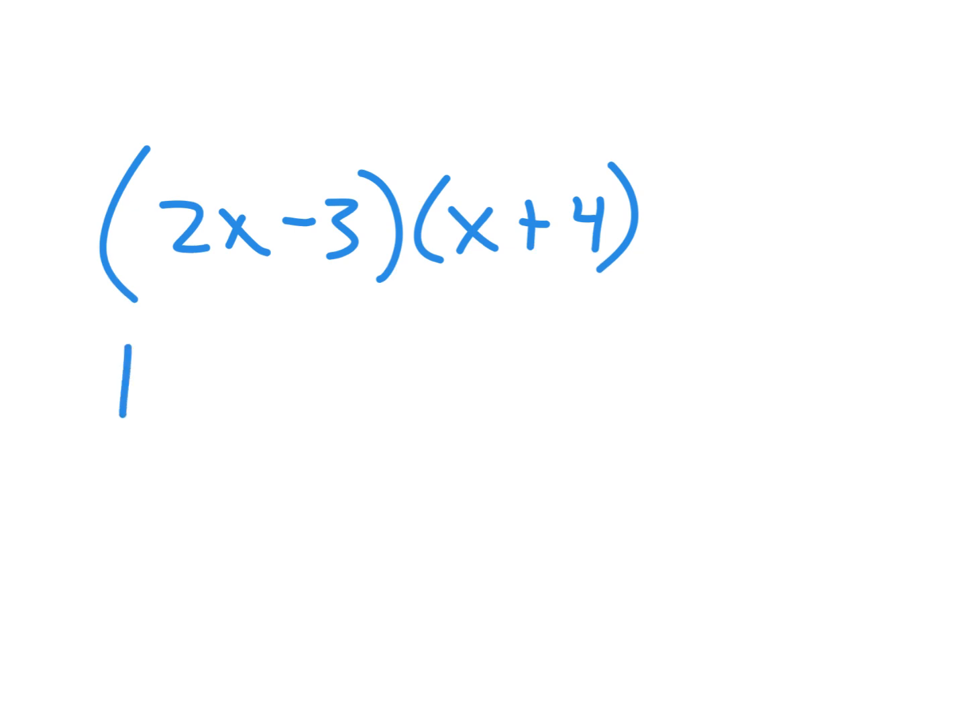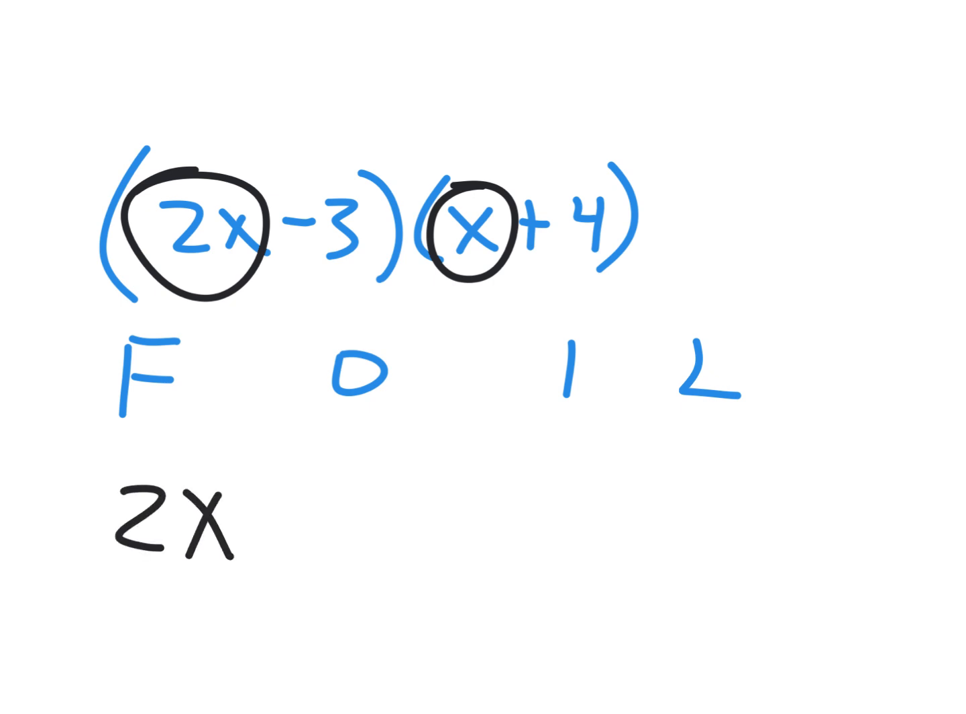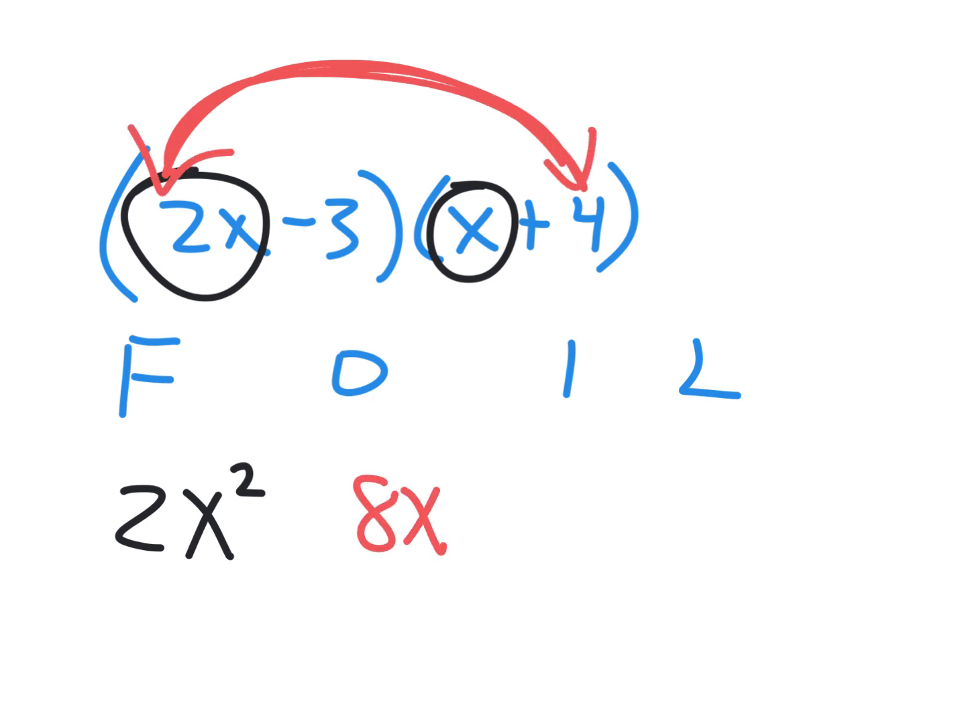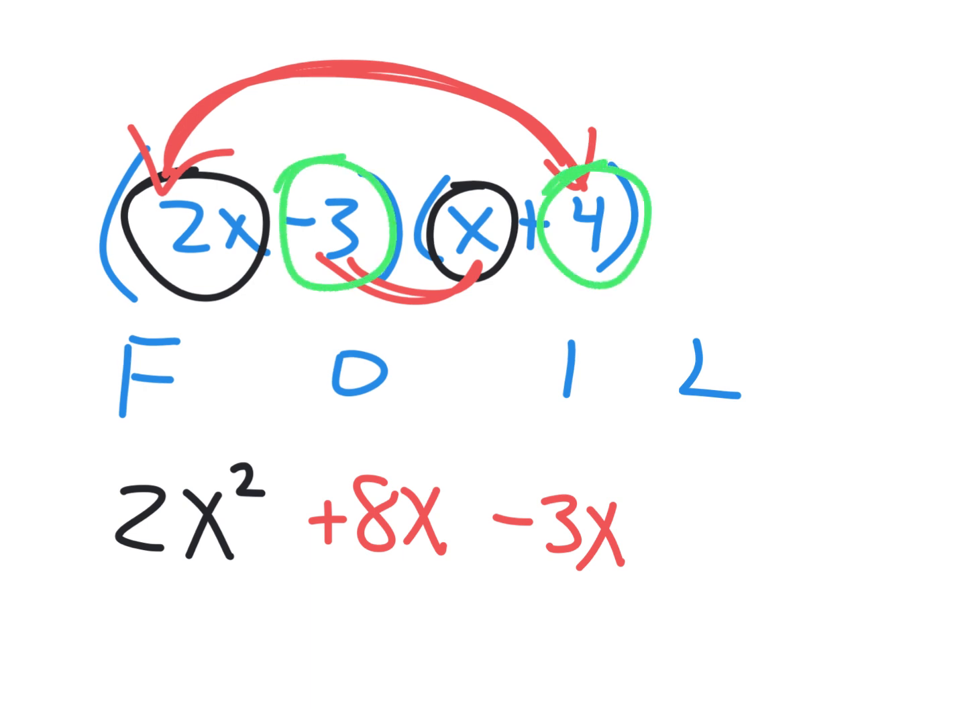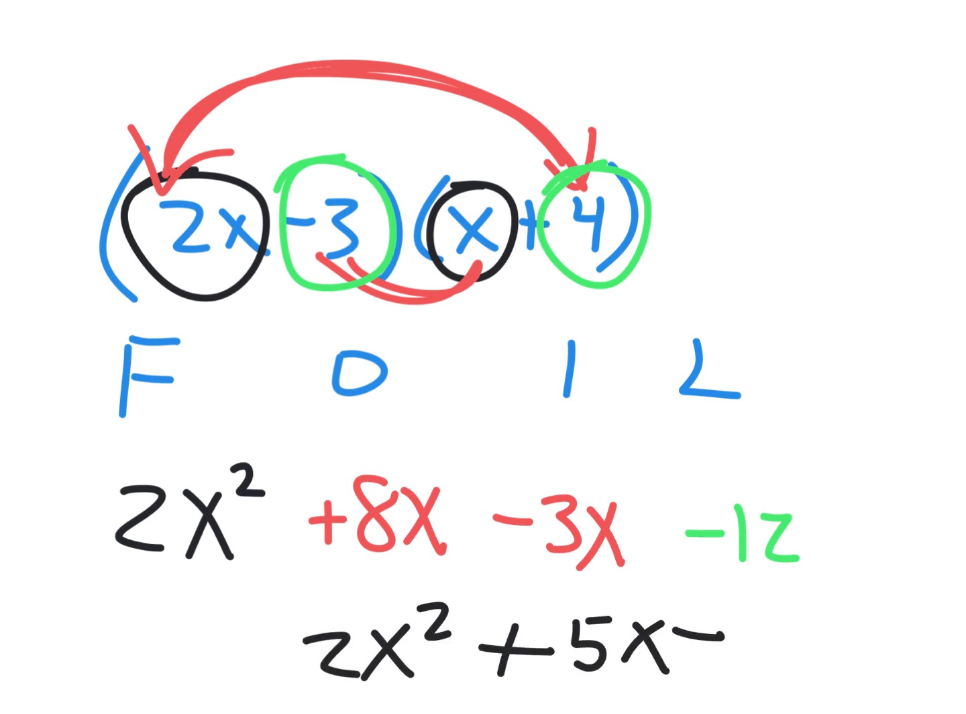That's what I got. The firsts. 2x squared. It's really common to forget the squared on 2x. The outsides. These are on the outside. And that's 8x. And it's positive. And these are on the inside. And that's negative 3x. And then the lasts are these two. Negative 12. You put it all together, you got 2x squared plus 5x minus 12.